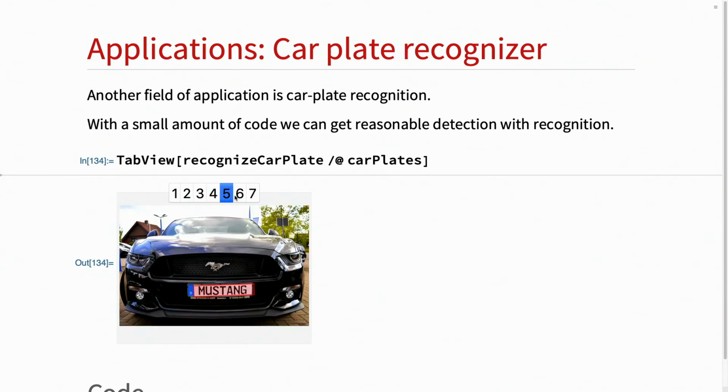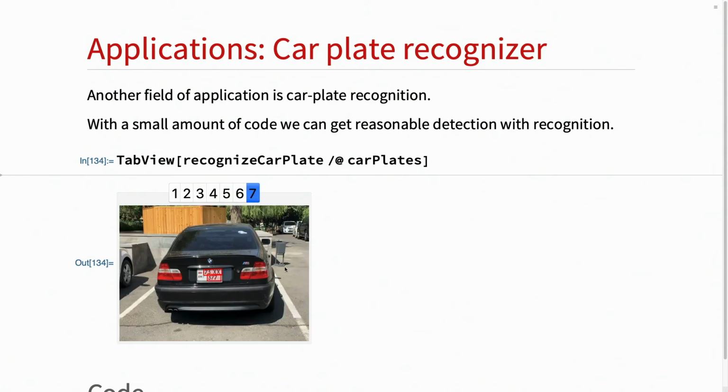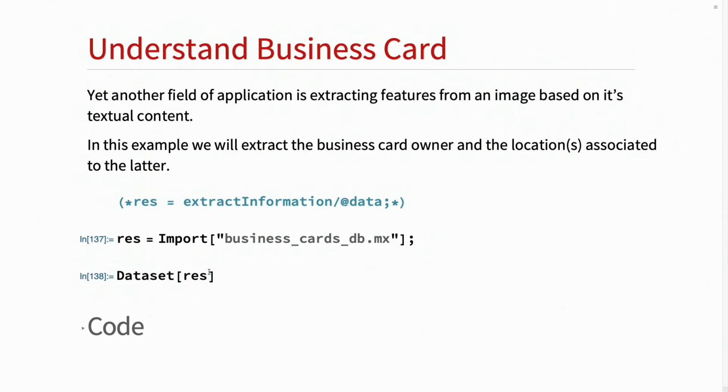Another field that becomes reachable, let's name it this way, is car plate recognition. You can see it's not super accurate, because these particular networks that we use now are not exactly designed for car plate recognition, but as long as this can be interpreted as a natural image, it does a decent job. Not 100% accurate, but still a very decent job.